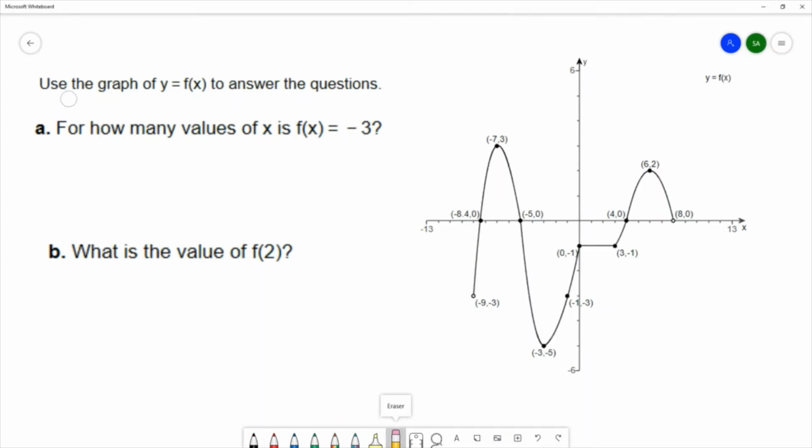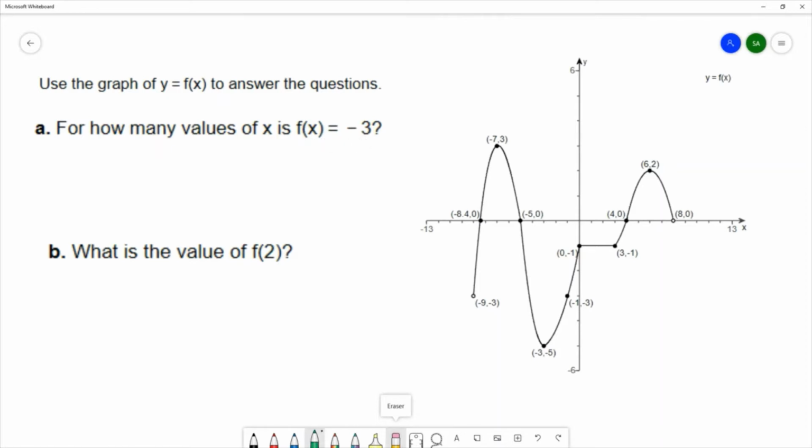This question says use the graph of y equals f of x to answer the questions. For how many values of x is f of x equals -3? And what is the value of f of 2? Let's start with part A. For how many values of x is f of x equal -3?